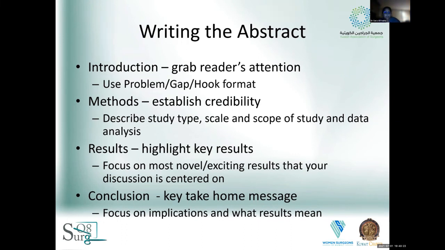So again, for the introduction, if you just use the problem gap hook format, that's sufficient. For your methods, for your abstract, you want to establish credibility. So you want to at least state the study type and the scope and the scale of the study and what type of analysis you carried out. For the results, you're not going to put everything, but you can focus on the most exciting results that you center your discussion on. And your conclusion is usually just a sentence or two, which is your key take-home message and what it means for everyone else.